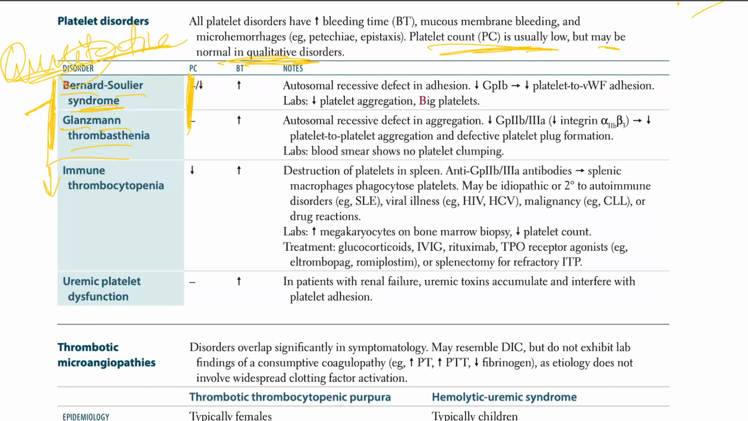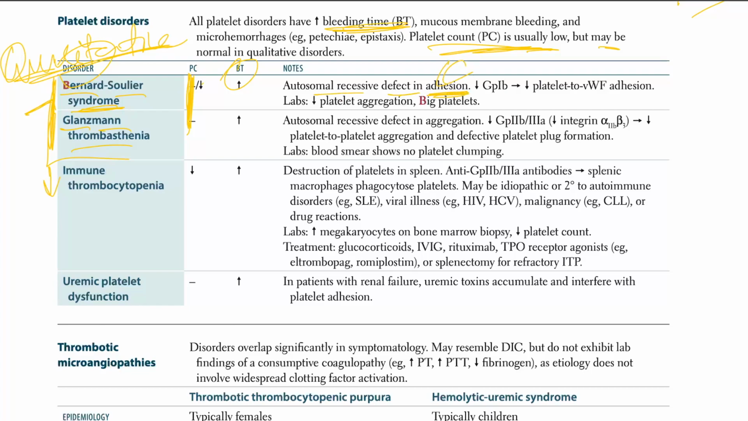That's the platelet count. What about the BT? The bleeding time, they have mentioned it up there. It's going to be increased no matter which disease you're talking about. So just know BT is increased in all platelet disorders. Makes life easier. Okay. Notes, what are they? Bernard-Soulier syndrome, we have the autosomal recessive defect in adhesion.